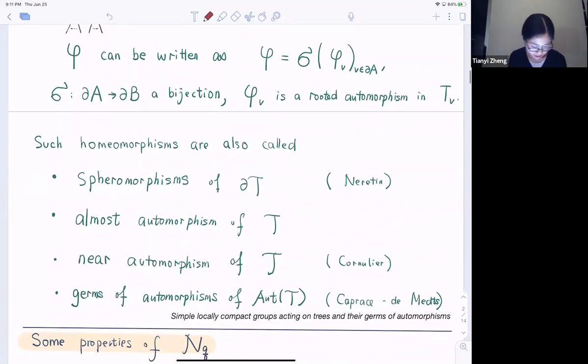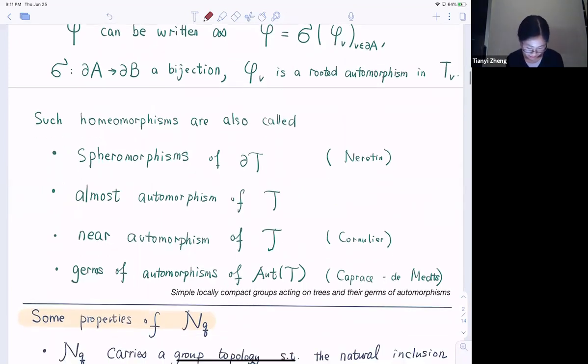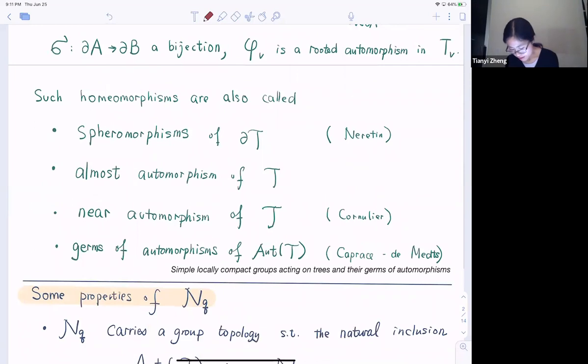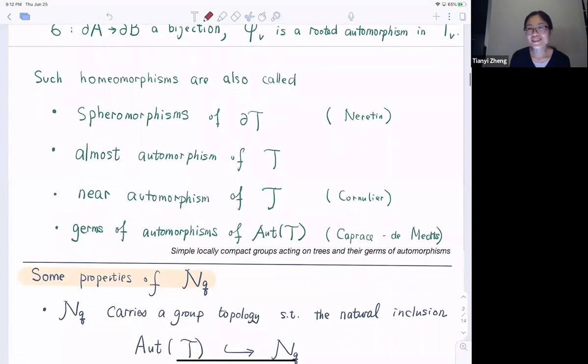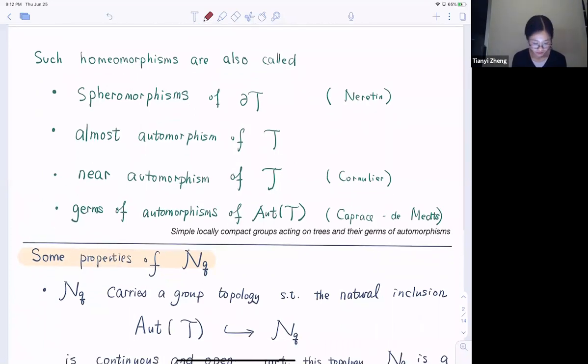But this terminology is in danger of confusion with almost homomorphisms that people also study. So according to Yves Cornulier, these should be called the near automorphisms of the tree. And then in this work of Caprace and De Medts, these are identified as the germs of automorphisms of the tree. So here, this is not to be confused with the groupoid of germs of the action on the tree boundary. So it's really some other kind of terminology. I don't want to be annoying here, so I'm just going to refer to these homeomorphisms as almost automorphisms, unless there is some objection or strong preference in terminology.